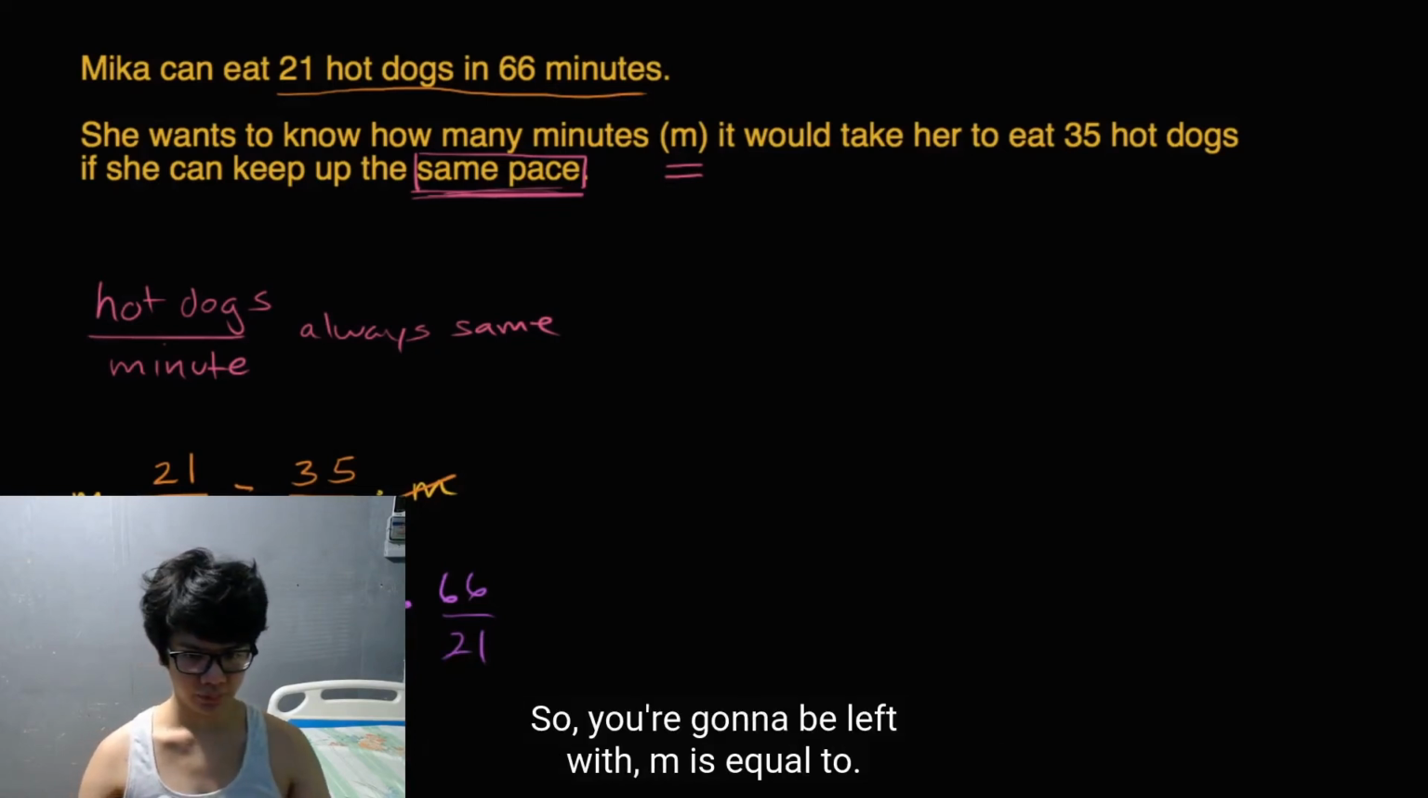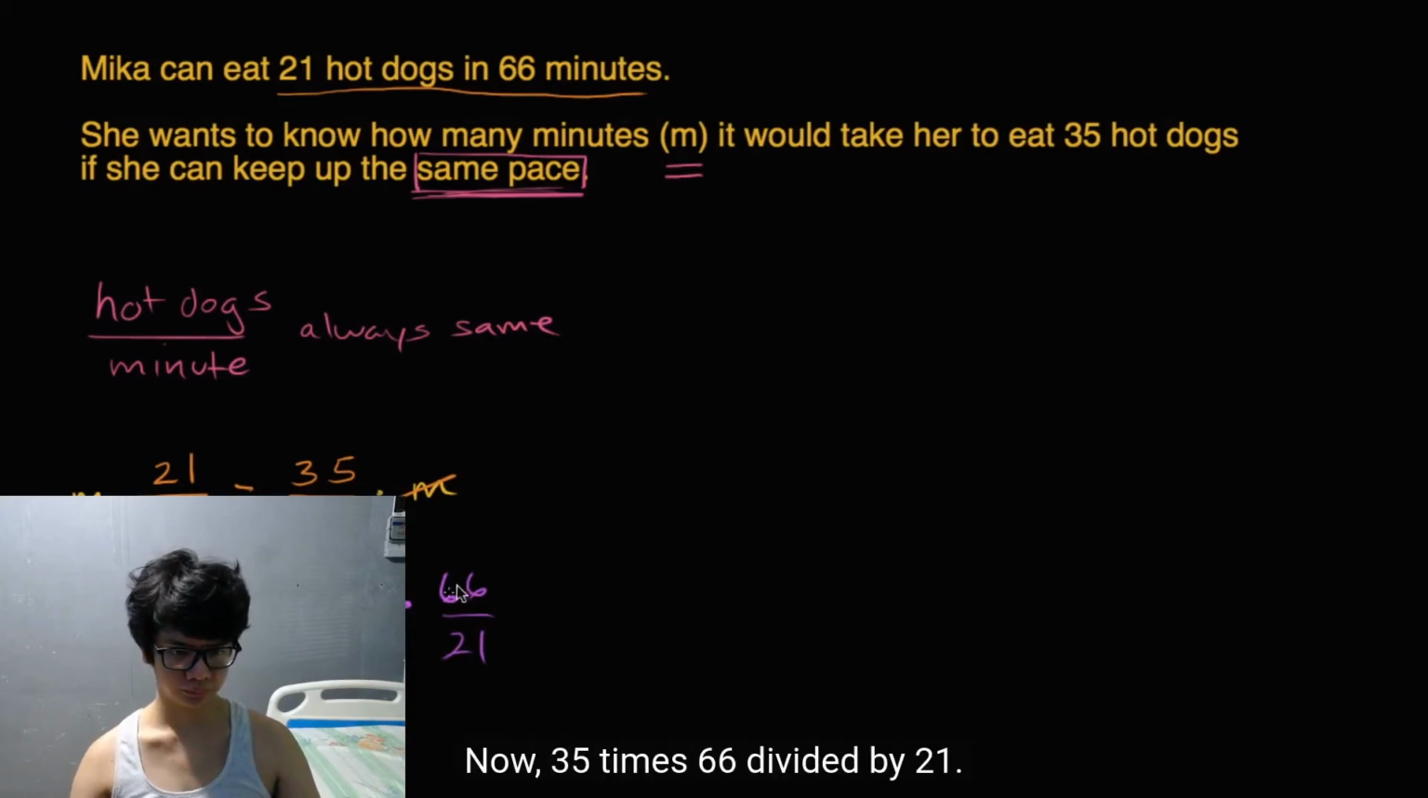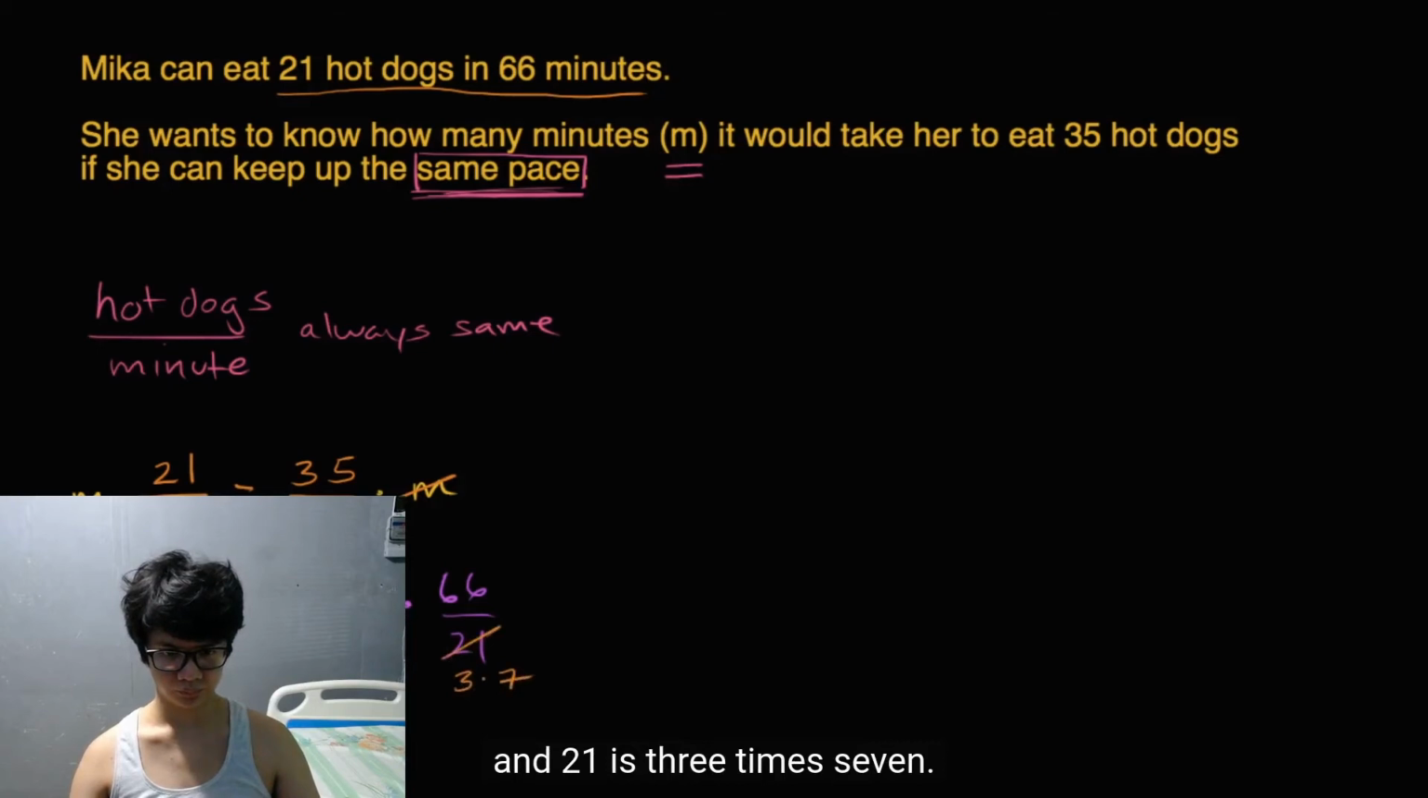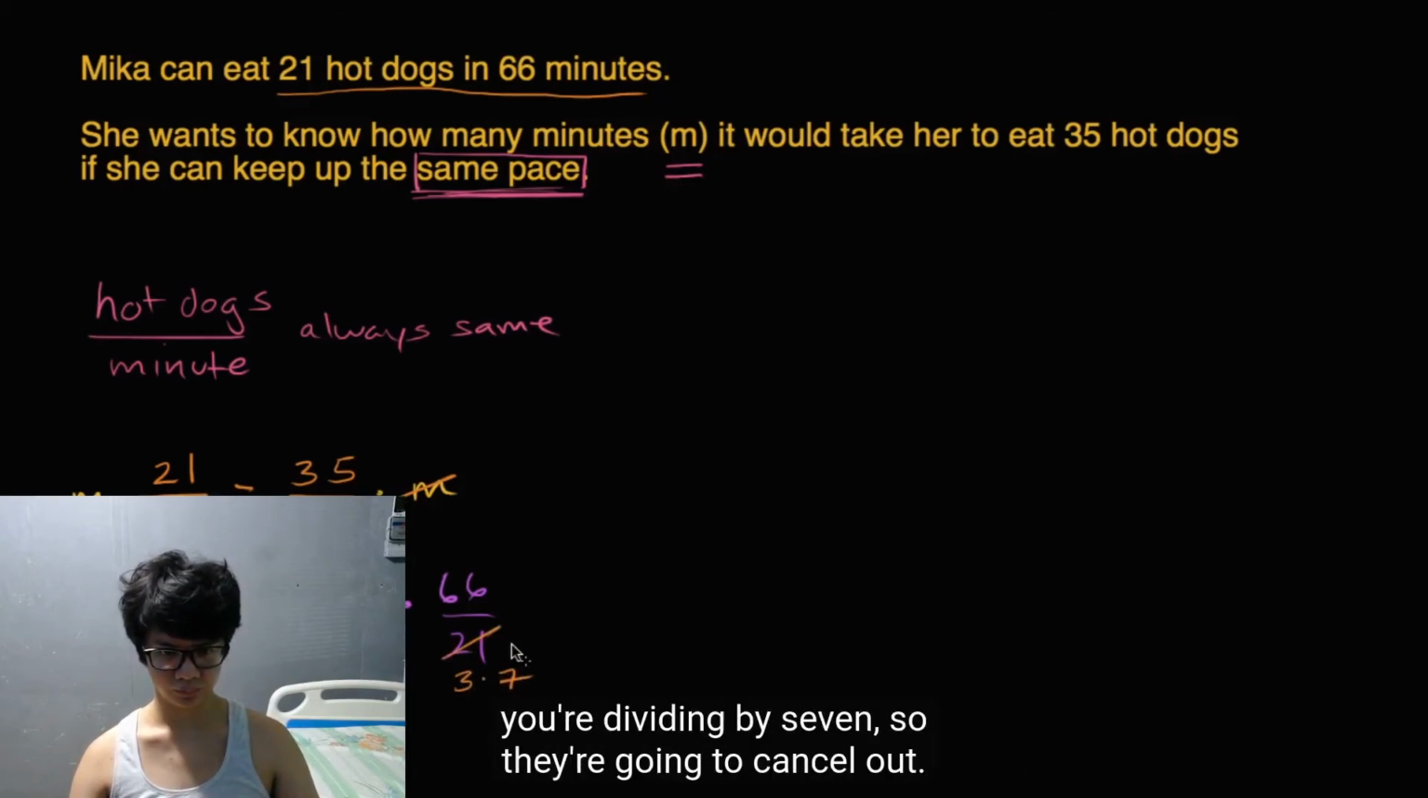So you're going to be left with M is equal to 35 times 66 divided by 21. Well, 35 is 5 times 7, and 21 is 3 times 7. So you're multiplying by 7 up here, and here you have a 7 in the denominator. You're dividing by 7, so they're going to cancel out.